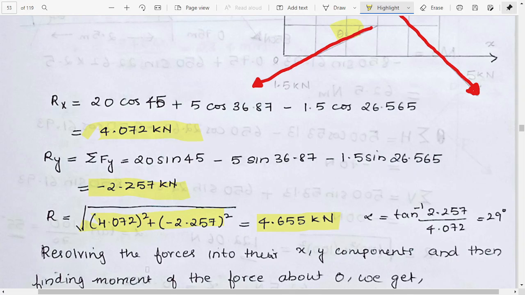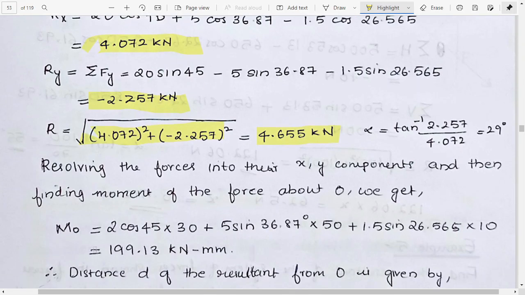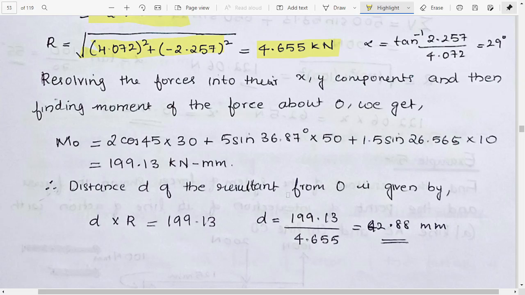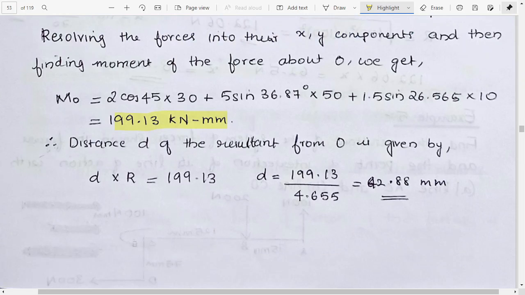Now we need to find the value of x. So resolving the forces into x and y components, and then finding the moment of the force about O, we get MO is equal to 2 cos 45 into 30, 5 sin 36.87, and so on. So we get the value of MO to be 199.13 kilonewton meter. Now we have got the value of M, we have got the value of R, and we can just find the value of d to be equal to 42.88 millimeter.